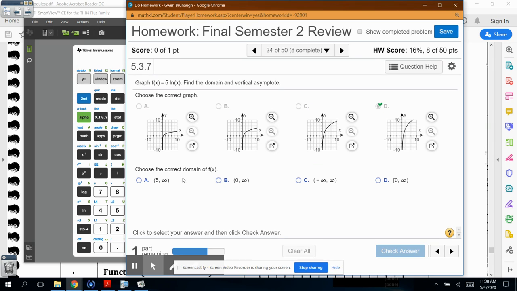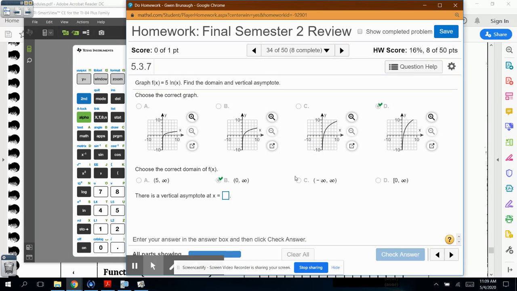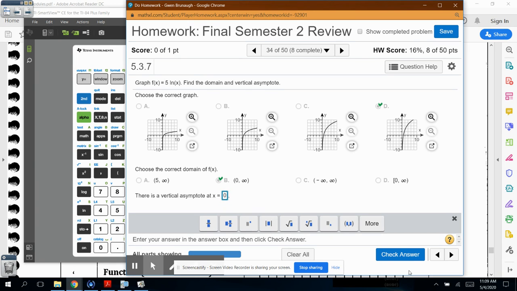So what is the domain? What is x allowed to be here? Well, x is not on the left here. It will never get to 0, but it gets really close to 0 and it goes to the right forever. So that is B. And the vertical asymptote tells us where it will not touch, and that is x equals 0.